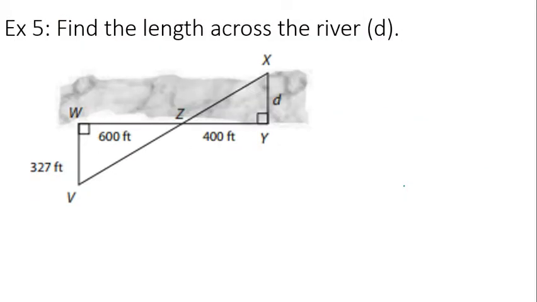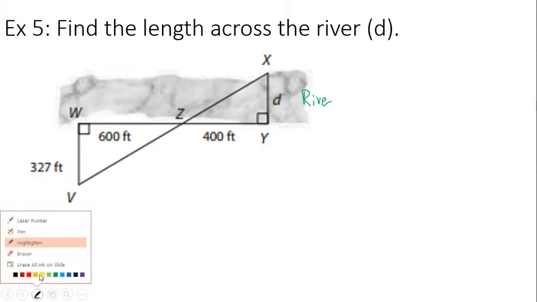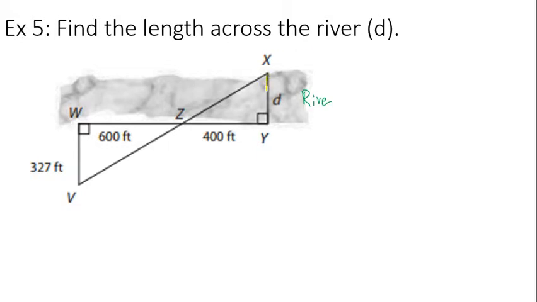Okay, example 5. Again, you're going to find here the length across the river. So think of this right here as the river, and these measurements are made. So what I do first is figure out what parts go together. So I know this is the shortest side of the triangle, so this part and 372 go together. And also the 600 goes with the 400.